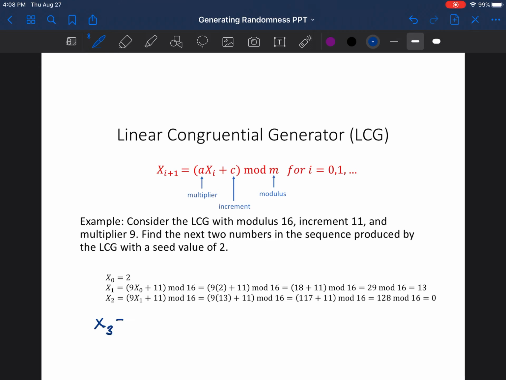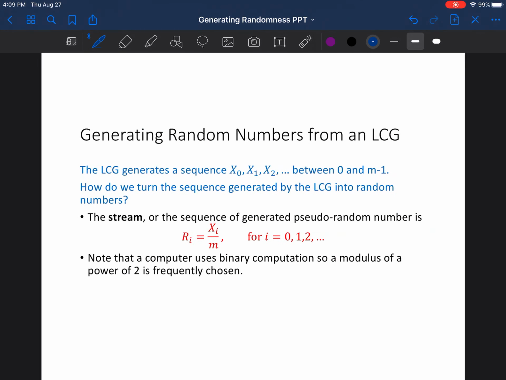I'll do one more just for fun. x3 equals 9 times x2 plus 11 mod 16. That equals 9 times 0 plus 11 mod 16. Of course, this just equals 11, because 9 times 0 is 0, plus 11 is 11. 11 divided by 16 is 0, with a remainder of 11.